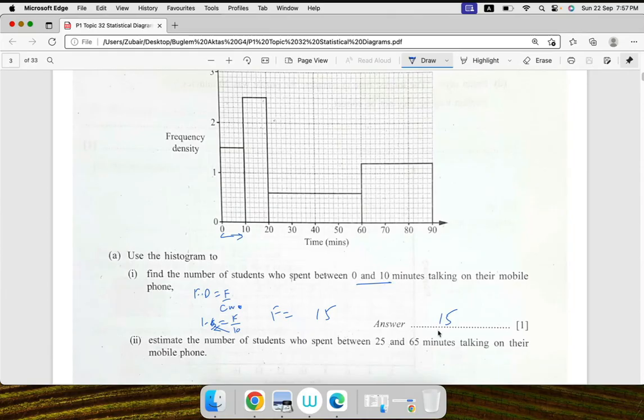Estimate the number of students who spend time between 25 and 65. See one more thing. Even if we use the formula or we just find the area, area is also giving us the frequency, because frequency density is equal to frequency over class width. We're just multiplying the base and height. Base is the class width and height is frequency density. So you can just look over the area and answer the second part. It starts from 25 and ends at 65. So this is where 25 is. So 25 to 65.